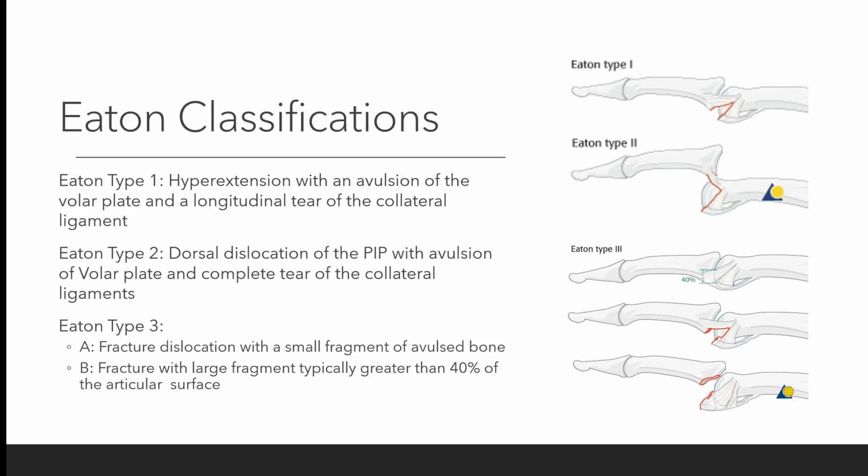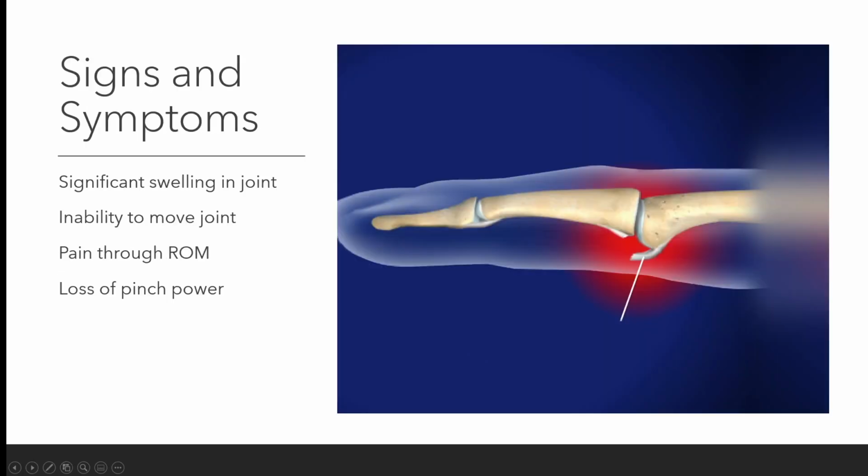Type A would be a fracture dislocation with a small fragment of avulsed bone from the articular surface. Typically, the differential from type A to type B is whether it is less than 40% of the articular surface or greater than 40% of the articular surface. And so then B would be the greater side of that. See that in the pictures to the right.